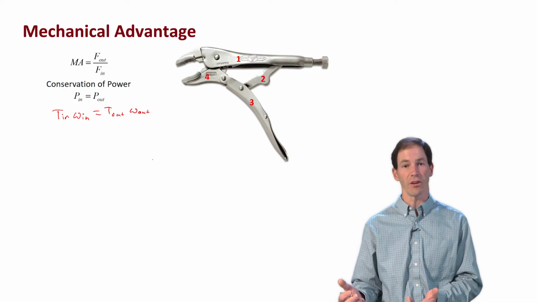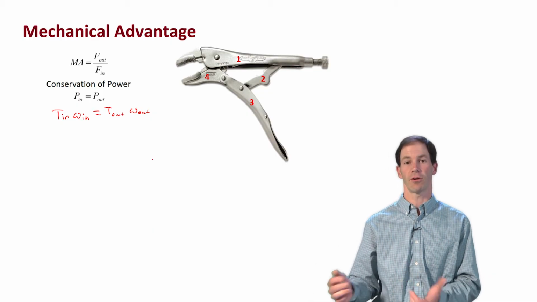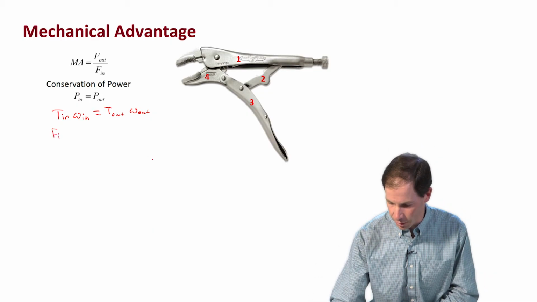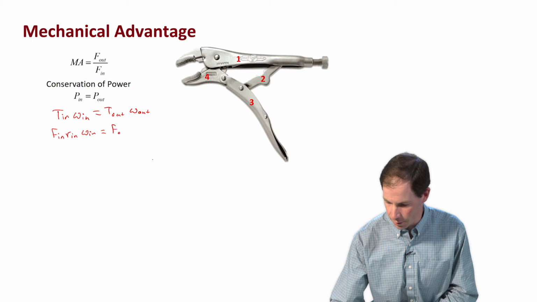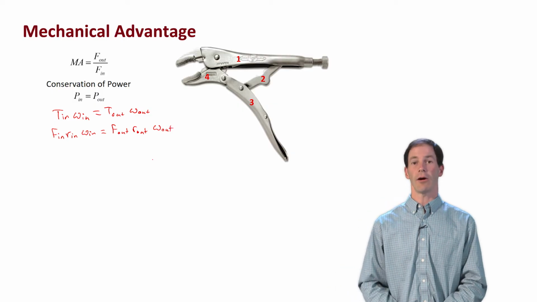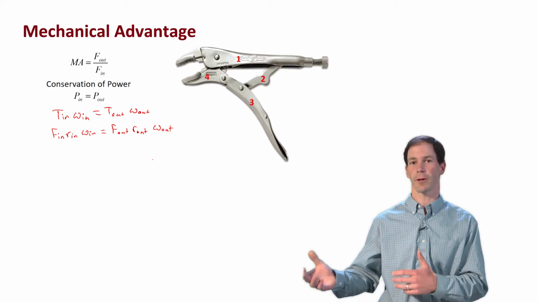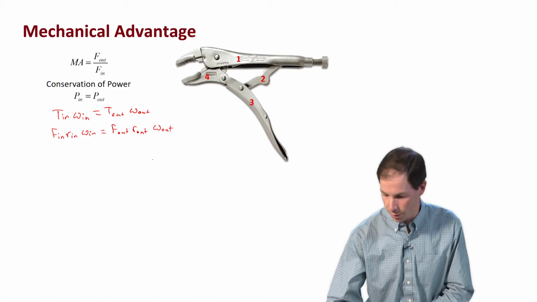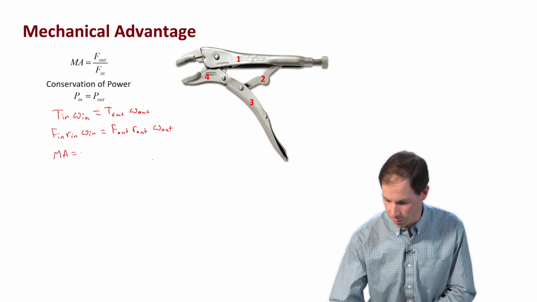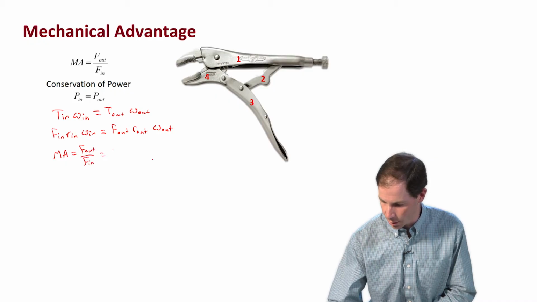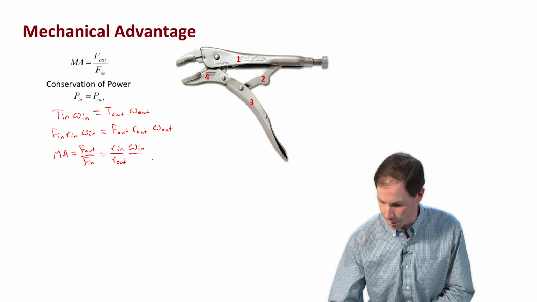Now I can do a little bit of rearranging with this and say, well, a torque is just a force times a distance. So I've got a force in, a radius that I'm acting on in, and then the angular velocity, and then the same thing on the output side: F out, R out, and omega out. And now I've got these two forces. I know that if I divide the output force by the input force, that is my mechanical advantage, and then I just rearrange these radii and angular velocities. So mechanical advantage is the output force F out divided by F in, and this is R in times omega in divided by R out times omega out.